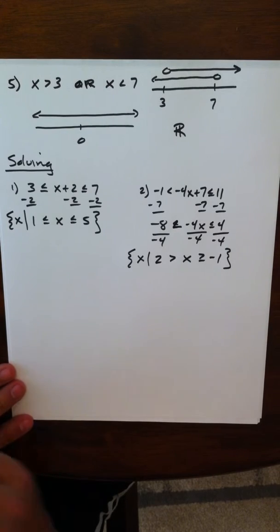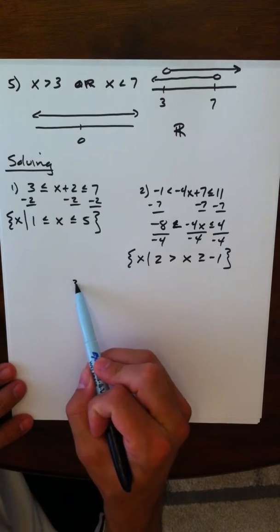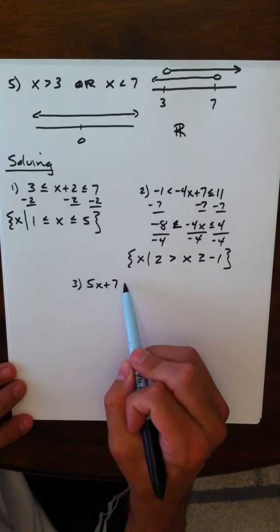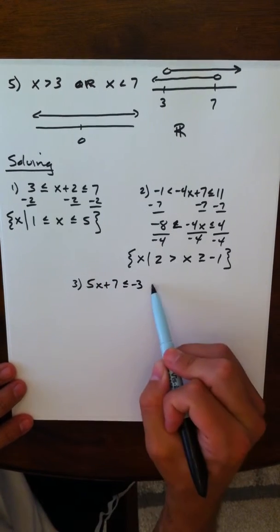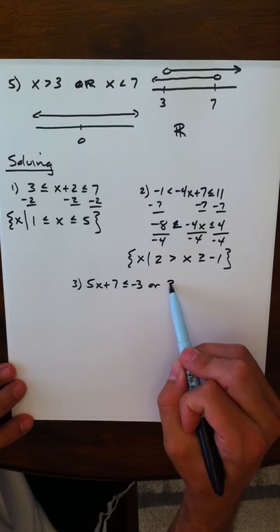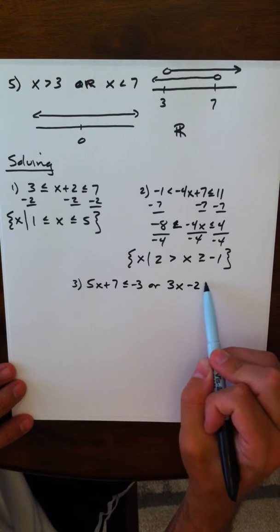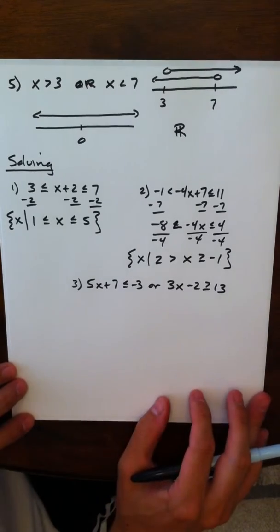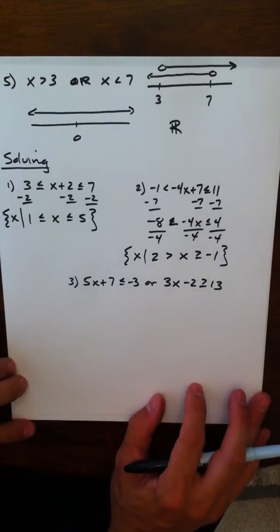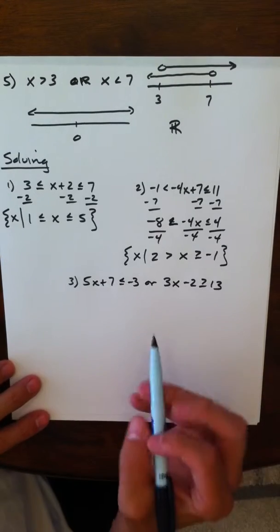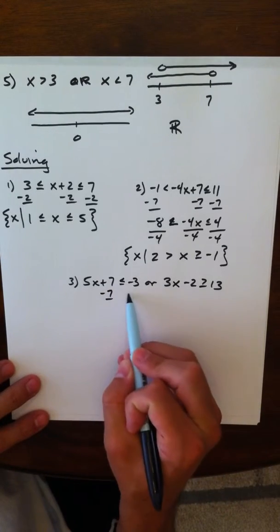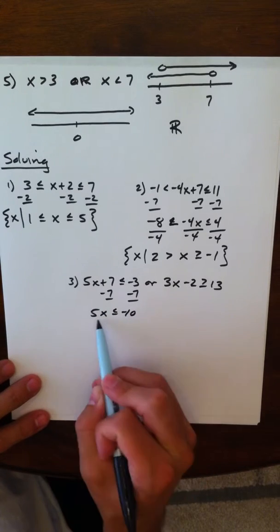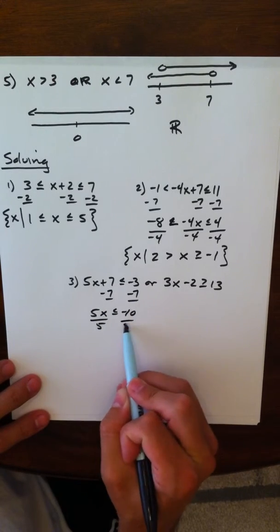Okay, but what if it's an or statement? An or statement would say something like this. Remember, or statements will actually have the word or in them. And what's easy about or statements is you just solve them like two different problems. So over here on the left, I'm just going to subtract 7. Divide by 5.